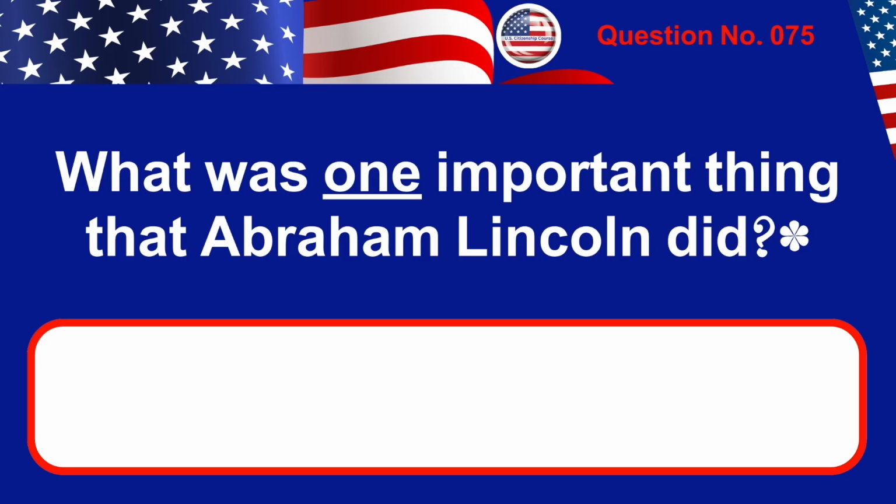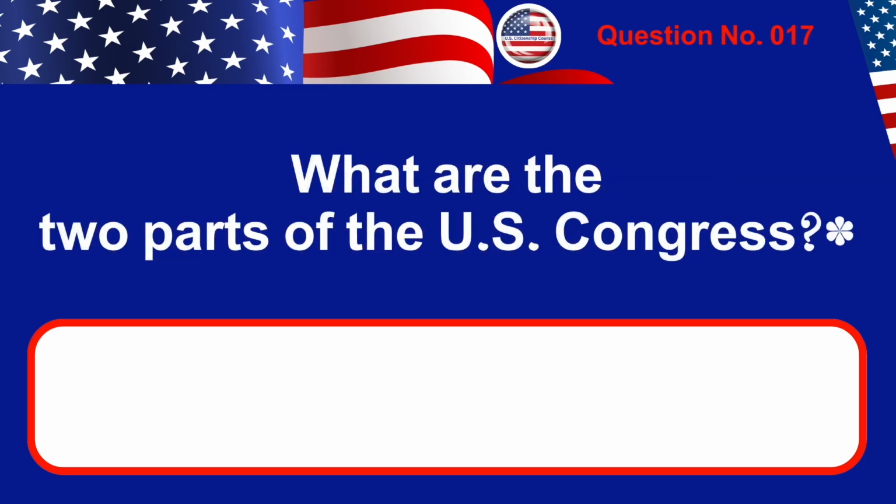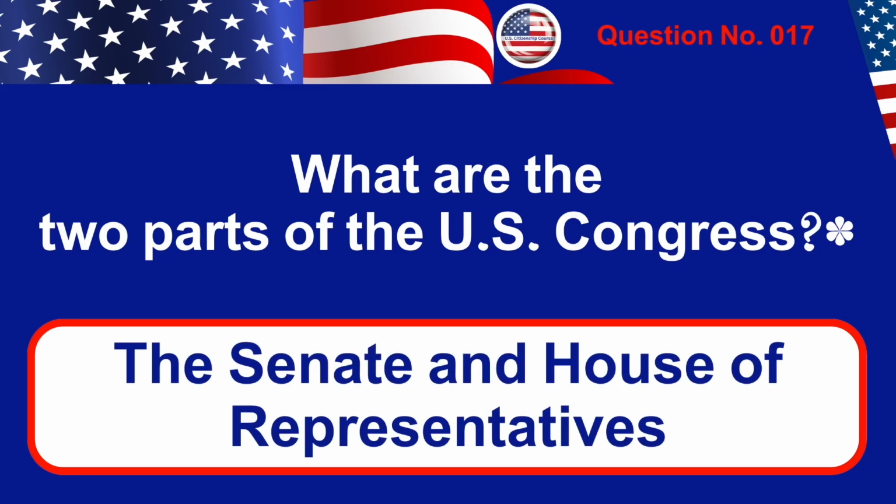What was one important thing that Abraham Lincoln did? Freed the slaves. What are the two parts of the U.S. Congress? The Senate and House of Representatives.